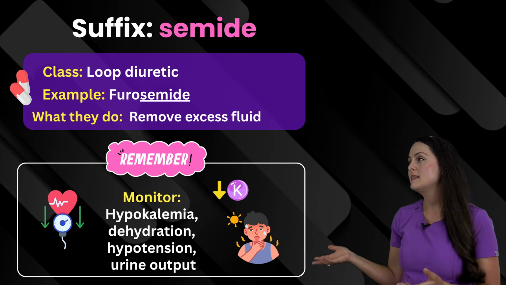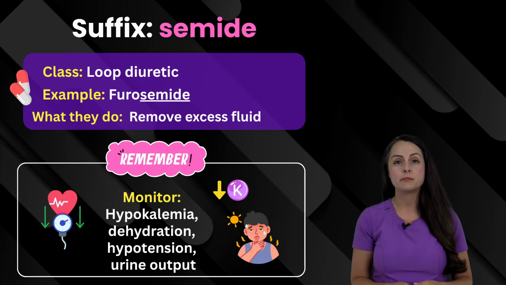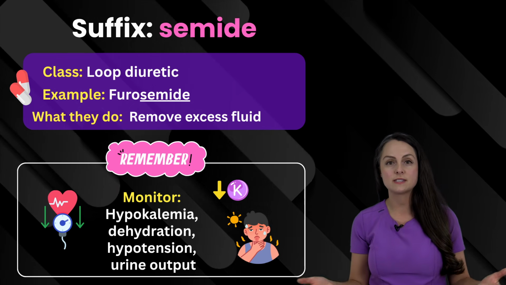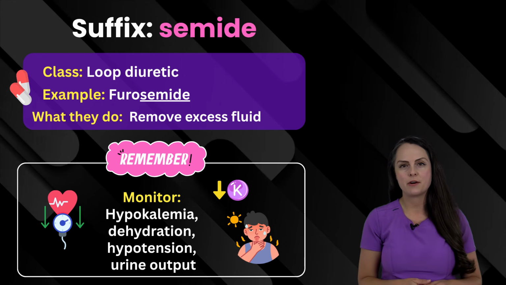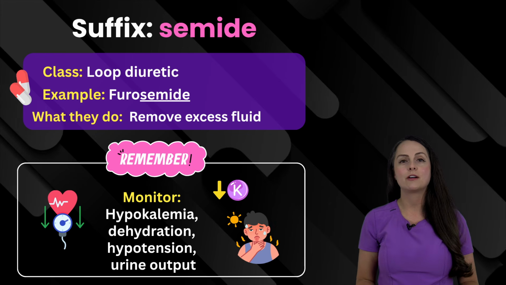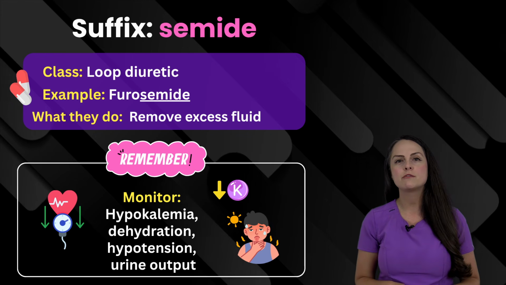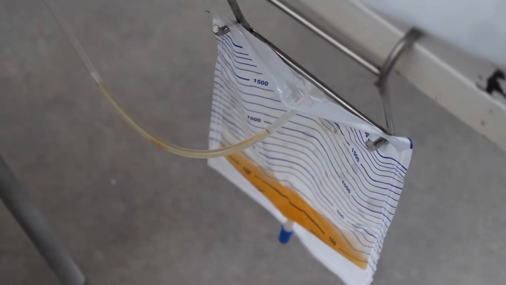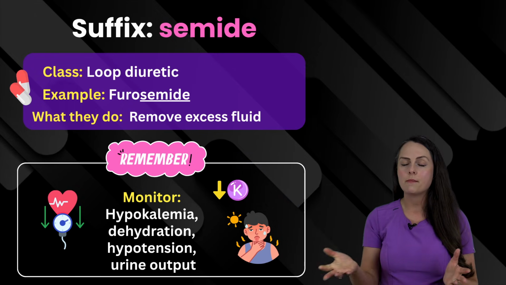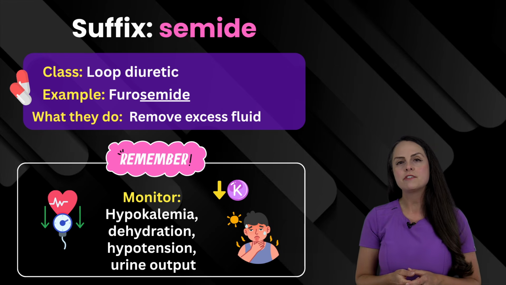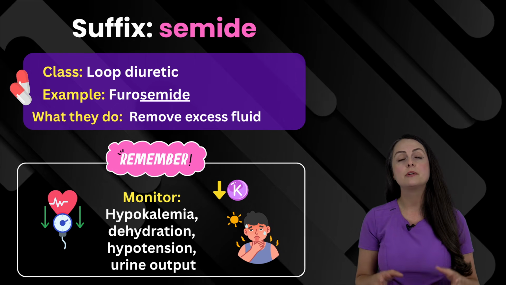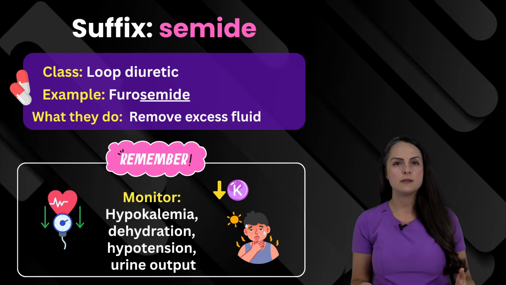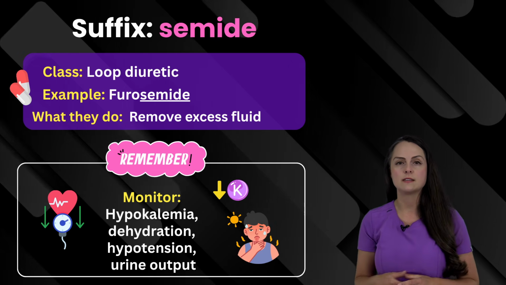Next is -semide. This suffix is associated with the loop diuretics, for instance, like furosemide. How these medications work is that they are going to remove excessive fluid from the body. However, because we're doing that, we can cause some problems. Therefore, you want to monitor, of course, for dehydration. So look at that patient's urinary output, look at their blood pressure. Is it too low? Well, we might be removing way too much fluid. Another thing with loop diuretics is that they can really drop that potassium level, so they can cause hypokalemia. A lot of patients are going to be on potassium supplements while taking this medication.